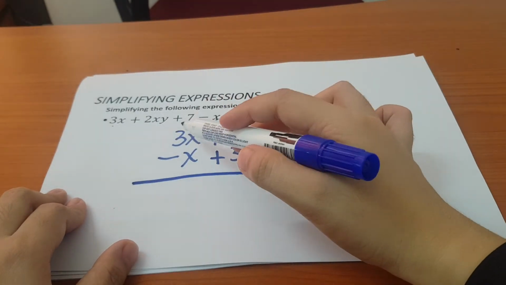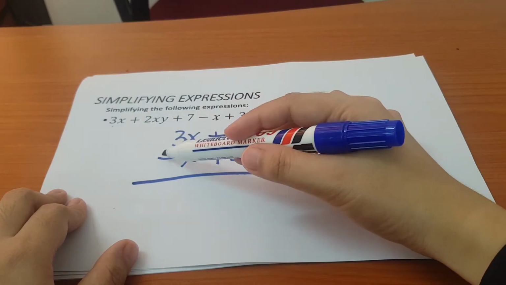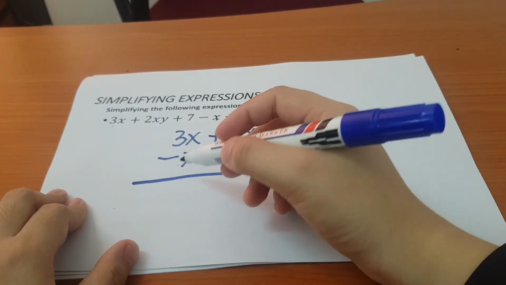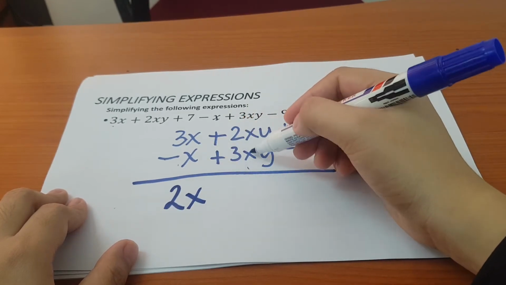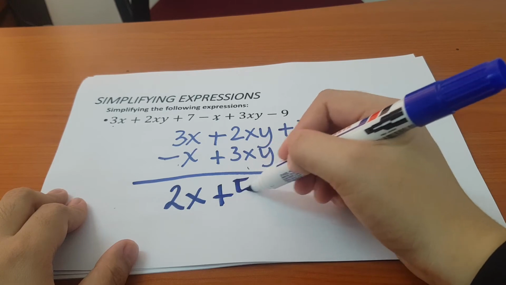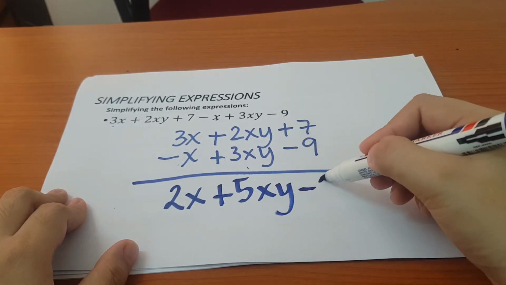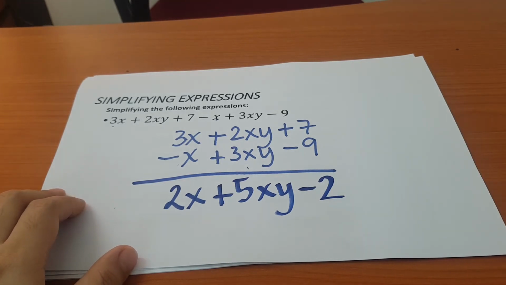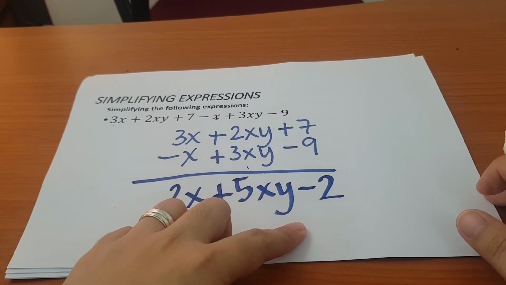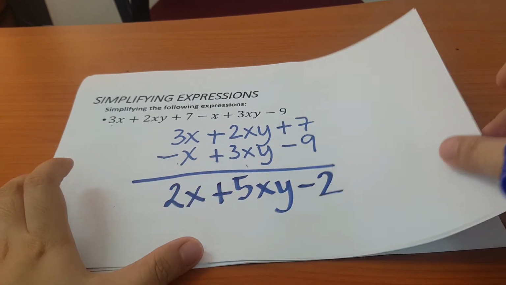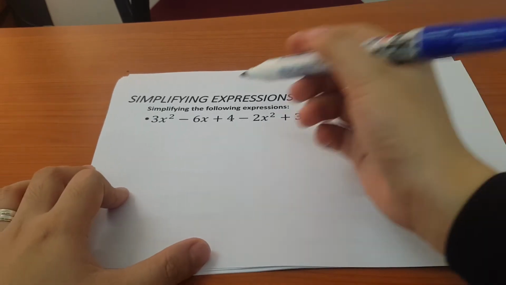So now we already combined the like terms. We will simplify. 3 minus 1x is 2x. 2xy plus 3xy is 5xy. 7 minus 9 is minus 2. So that's it. You've already simplified the expression. One more example. We have this one, the same thing.